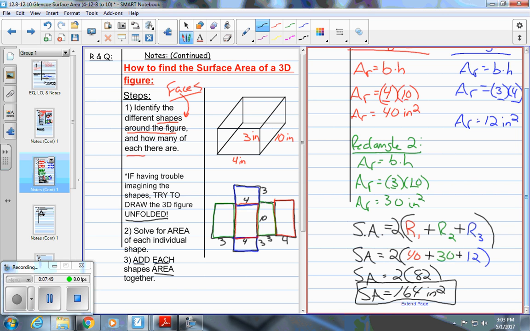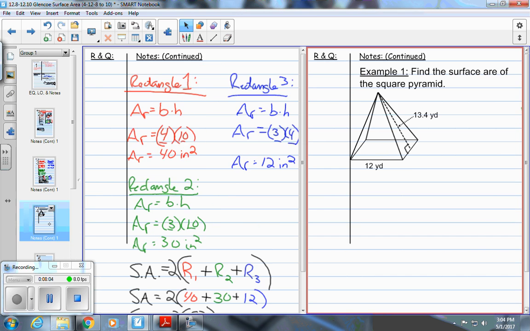So again, the challenging part of these lessons is going to be learning how to unfold the shape. And it does get a little bit harder once we do cylinders and cones. But for the rectangular prisms and so forth, it's easiest to draw out that shape. So let's jump ahead to example 1. Go ahead and pause here and copy down what you see.